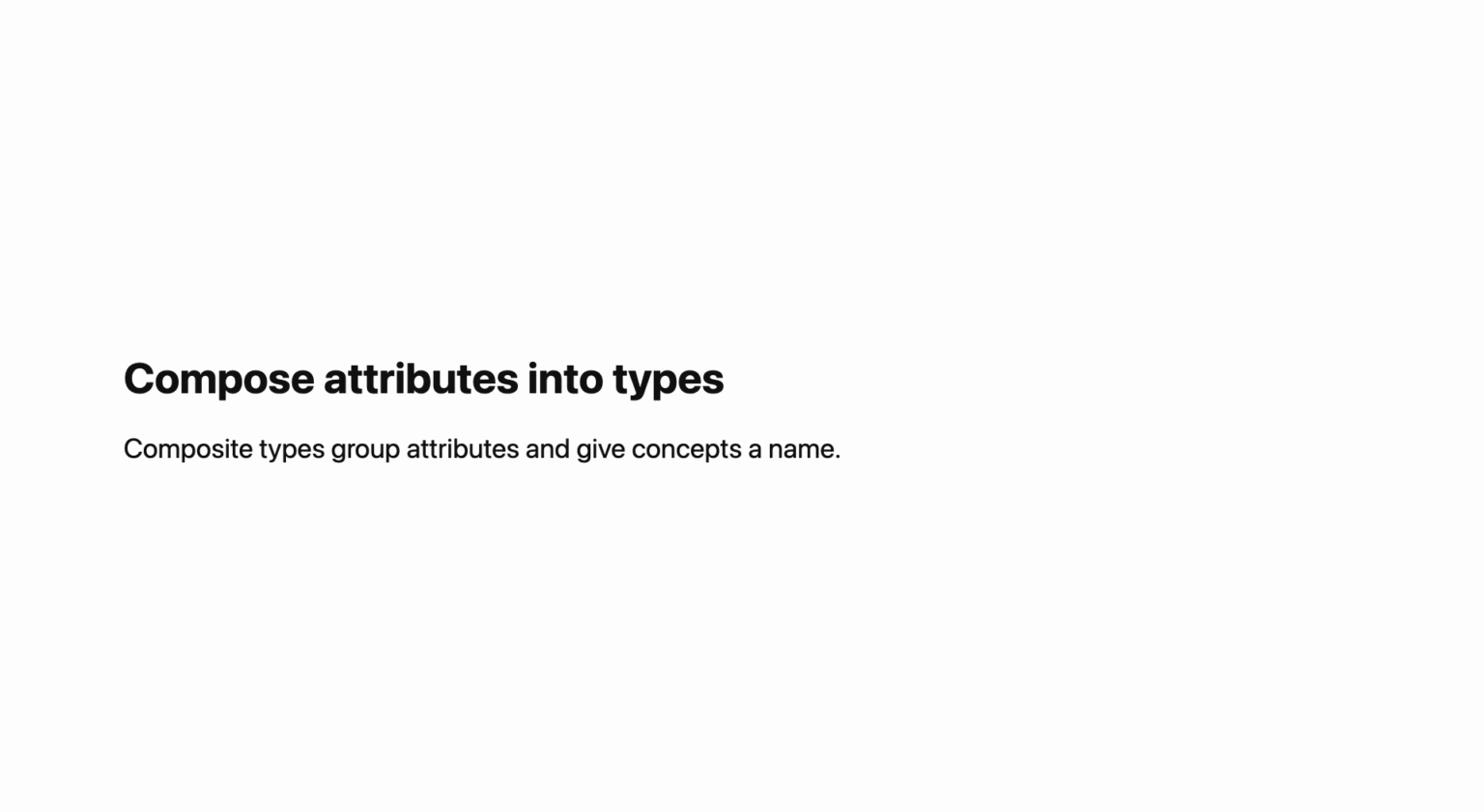My book is a type. You can have a list of books. You can pass a book to a function. The composite type gives the concept a name and a structure. It defines what a book is in your system.